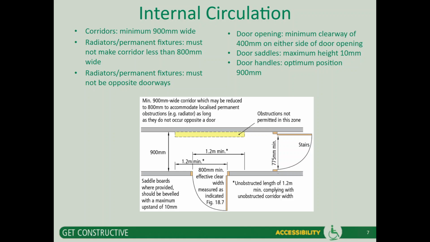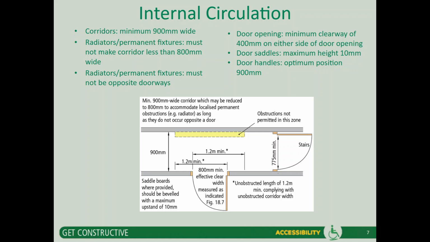Radiators and permanent fixtures must not make corridor less than 800 millimeters wide. That means if there is a radiator or anything that's there permanently, it has to be less than 100 millimeters. Otherwise, the corridor has to be wider. Radiators and permanent fixtures must not be opposite doorways. This will allow people to have that extra bit of turning space to get in and out of doorways. You can see that is highlighted in the yellow box below.